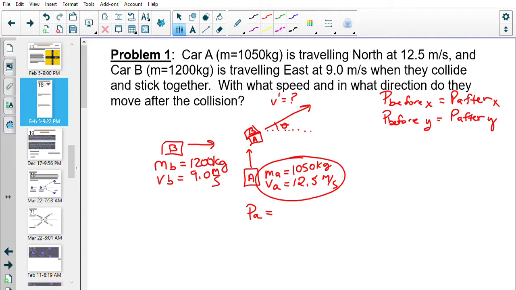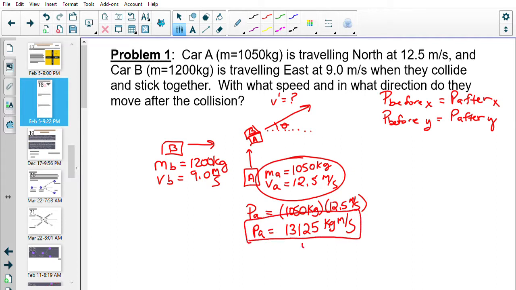So if I take that, you're doing mass times velocity. So you have your 1050 kilograms. You're multiplying that by 12.5 meters per second. And that gives me a momentum of 13,125 kilogram meters per second. So this is the entire momentum in the y direction, because it's moving north.